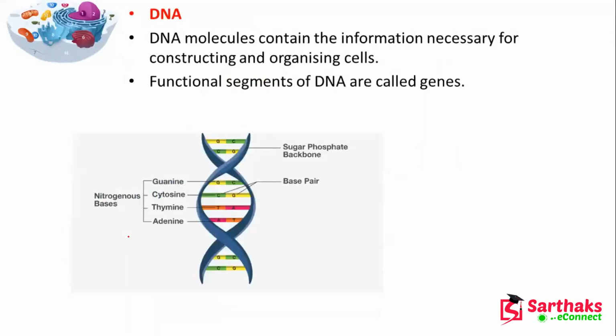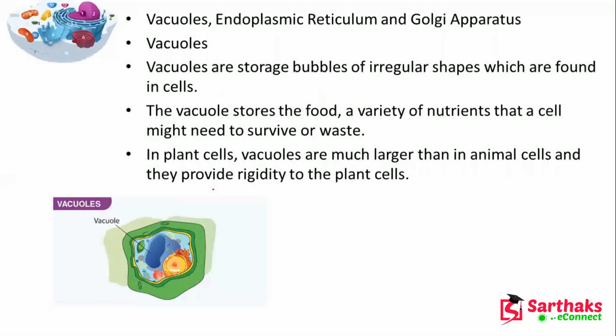Now the DNA. DNA molecules contain the information necessary for constructing and organizing the cells, and the functional segments of the DNA are called the genes. Here you can see the structure of the DNA: you have the sugar phosphate backbone, the base pairs, and the nitrogenous bases. The main thing is that it contains the information necessary for the construction and organization of the cells.